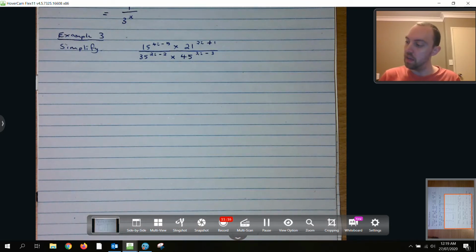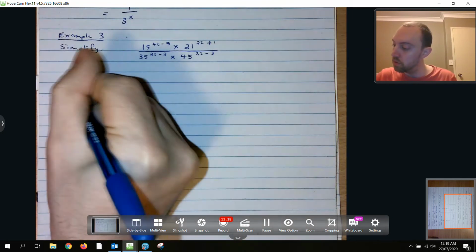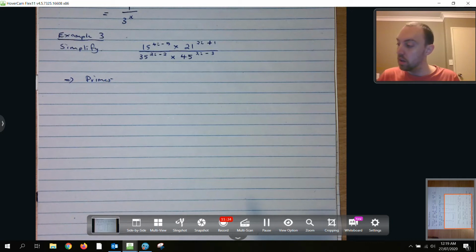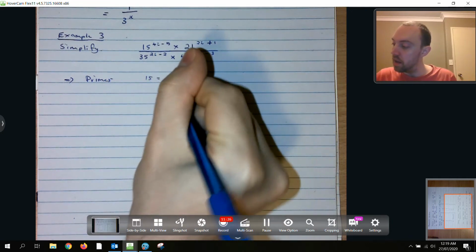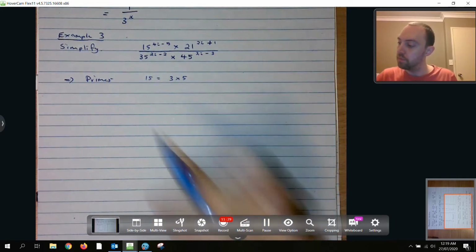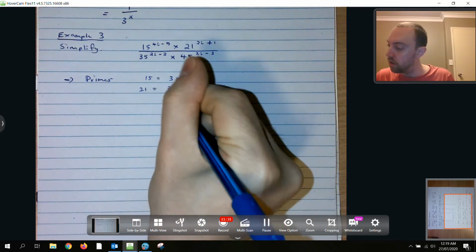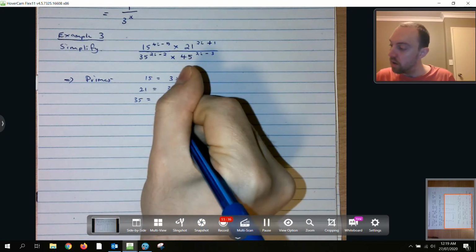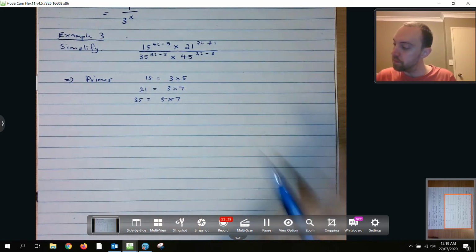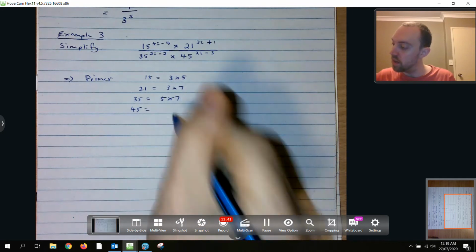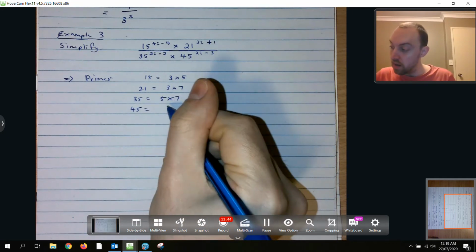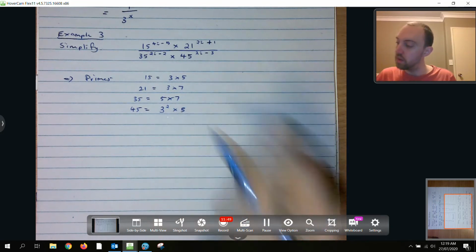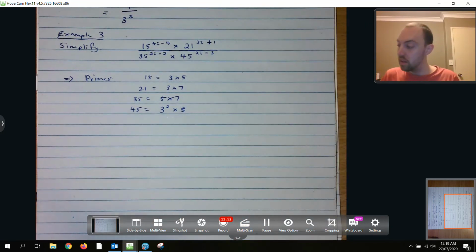Well, anytime we have these numbers, we preferably want to express them as primes. Okay, so 15 is the same as 3 times 5. 21 is the same as 3 times 7. 35 is the same as 5 times 7. And 45 is the same as 9 times 5, but 9 is 3 squared. So if we say 3 squared times 5, then we should be able to get these numbers.